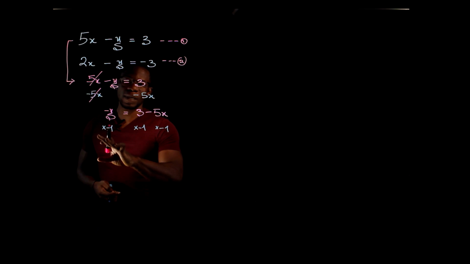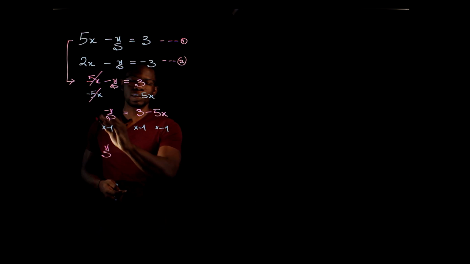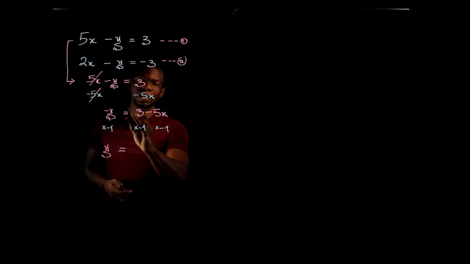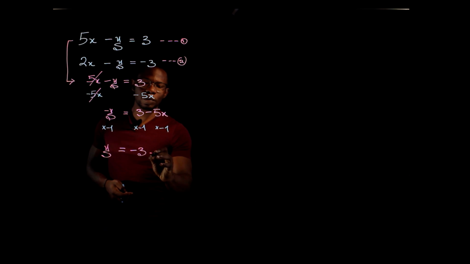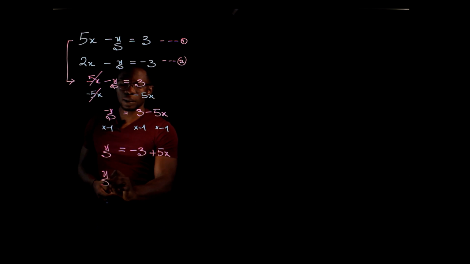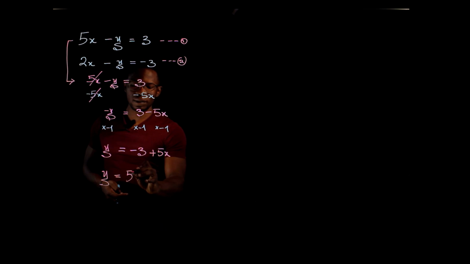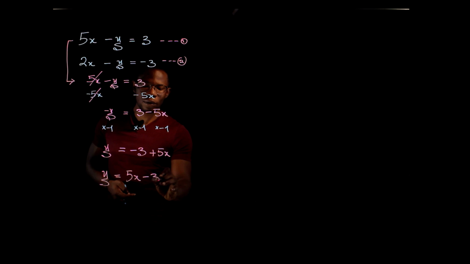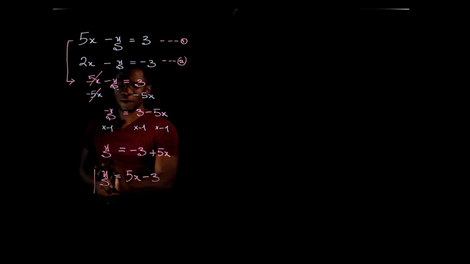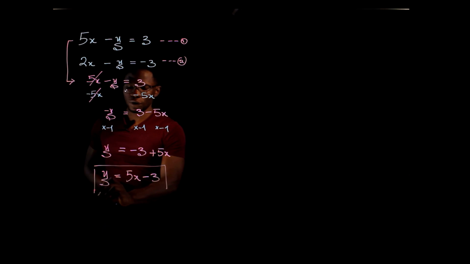Minus y times minus 1 becomes y, because the minus cancels out the minus. And in this case, 3 times minus 1 becomes minus 3. And minus 5x times minus 1 becomes plus 5x. So our y is equal to 5x minus 3. So now we have an expression for our y.